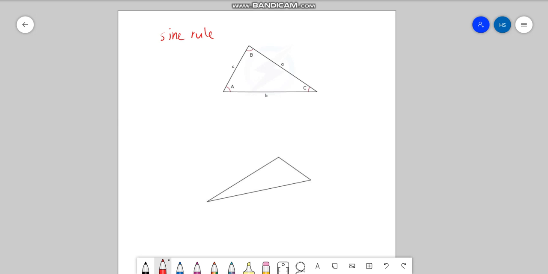From this triangle, you can see the three sides. They are labeled as A, B, and C. The angle opposite of line A, we name as angle A. The one opposite of B is named as angle B. The one opposite of C is angle C. So the formula for sine rule is A over sine A equals B over sine B equals C over sine C.